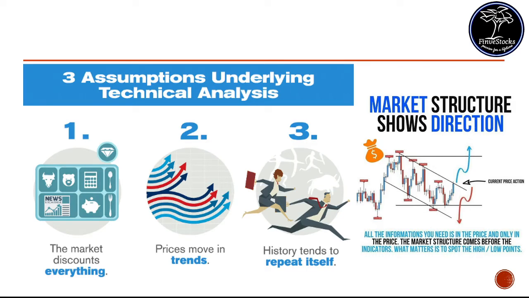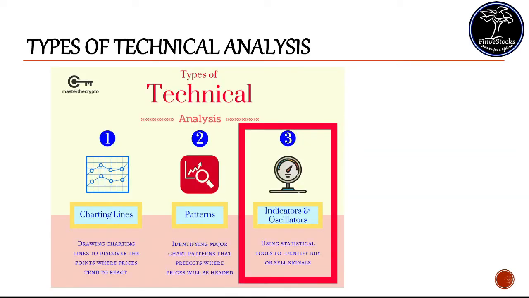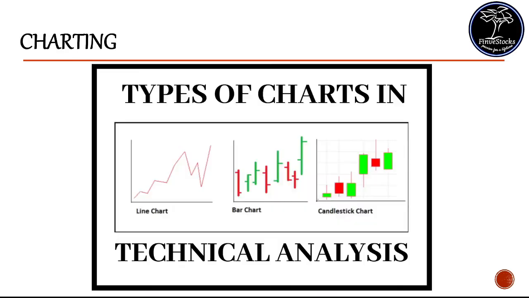The three most common forms of technical analysis are charting, patterns, and indicators. Let's see each one in detail. Let's start with charting. The commonly used charts in stock market are line charts, bar charts, candlestick charts, etc. Out of these, the most popular one is candlestick charts.